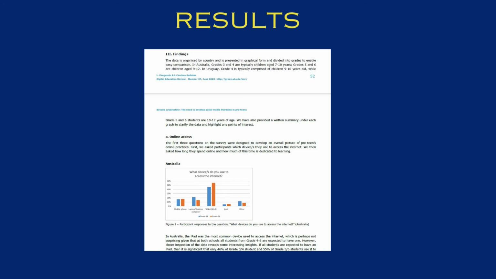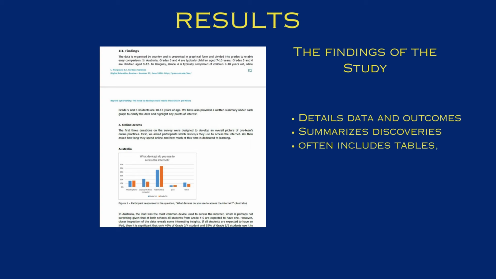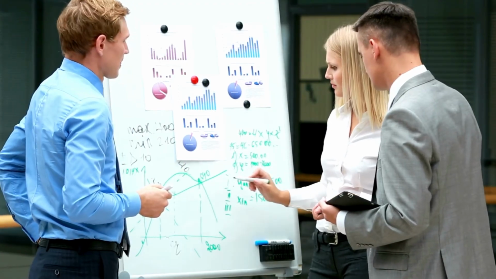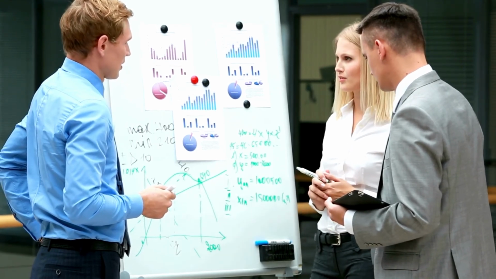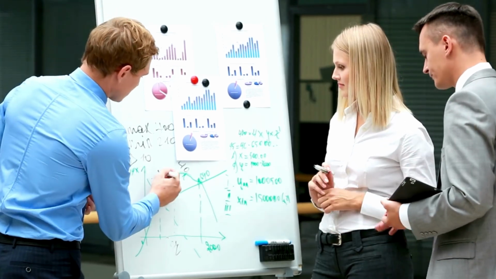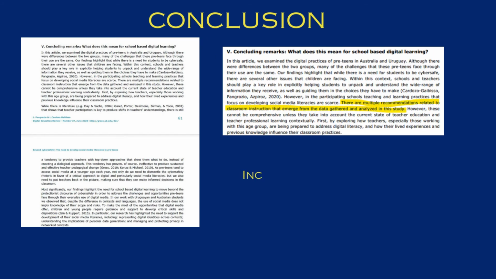Next, results. The results section presents the findings, detailing the data and outcomes without interpretation. It often includes tables, figures, and descriptive statistics to summarize the key discoveries. The discussion section interprets the results, explaining their implications and how they relate to the research question or hypothesis. It also addresses the study's limitations and suggests areas for future research. The conclusion summarizes the main findings and their significance and may include recommendations based on the study's results.